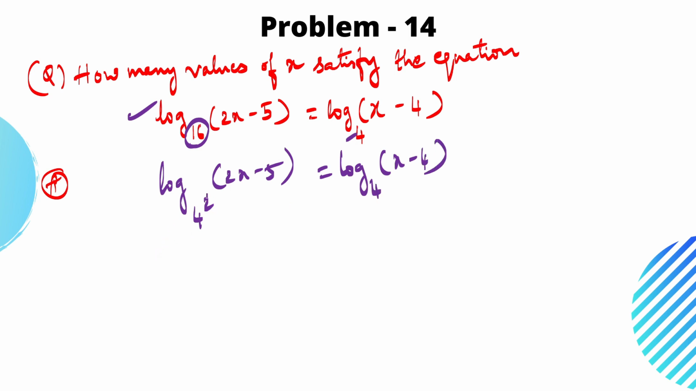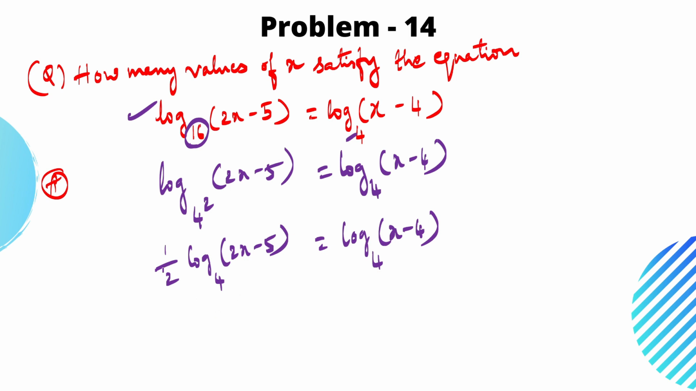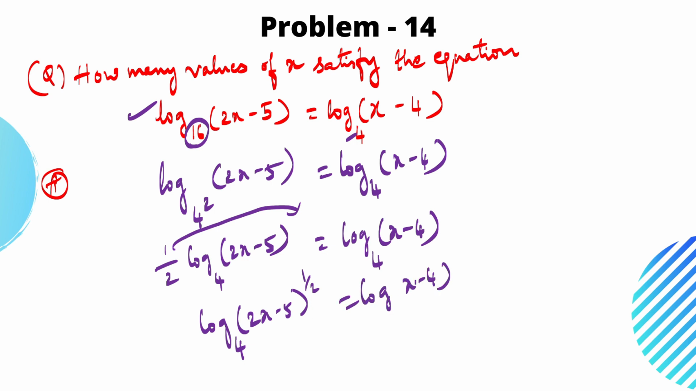Now when 2 is the power of the base, when 2 comes to this side before log, it will become 1 by 2 log 2x minus 5 to the base 4, which is equal to log x minus 4 to the base 4. Now 1 by 2 we can make it the power of this. So log of 2x minus 5 whole to the power 1 by 2 to the base 4 is equal to log x minus 4 to the base 4.